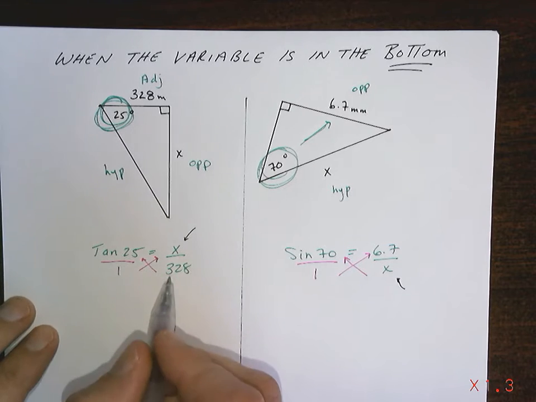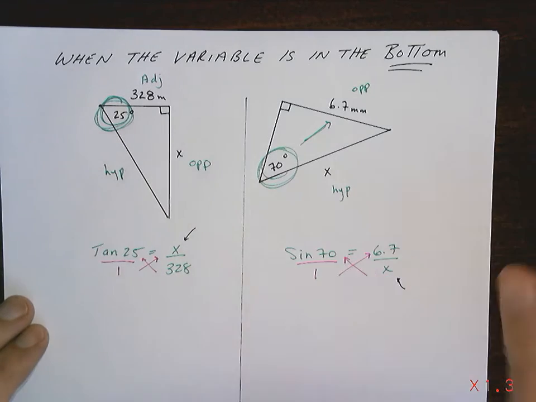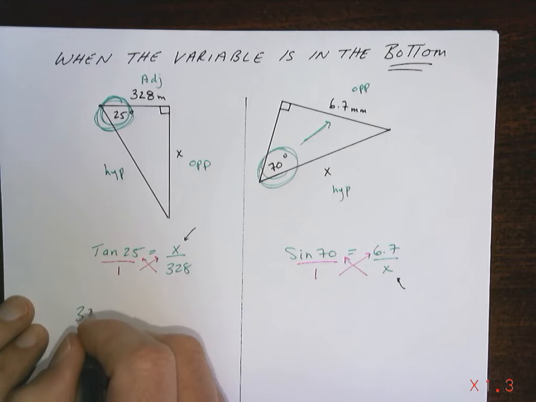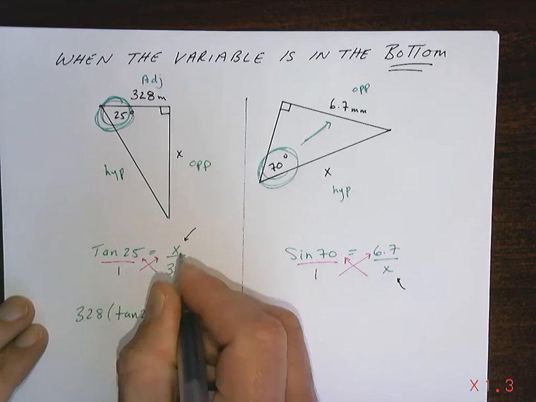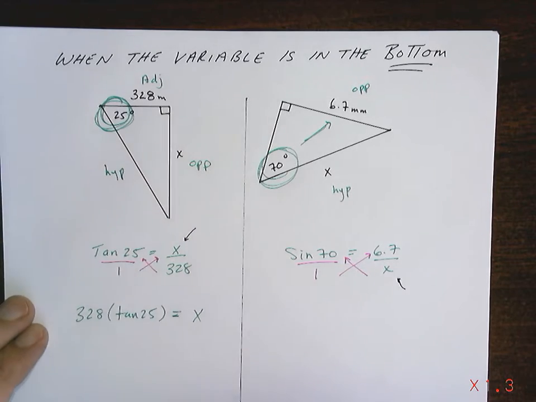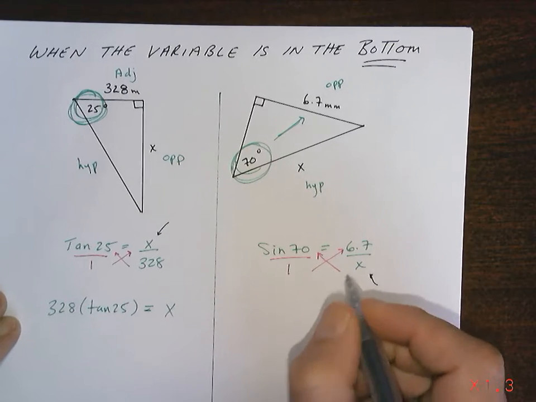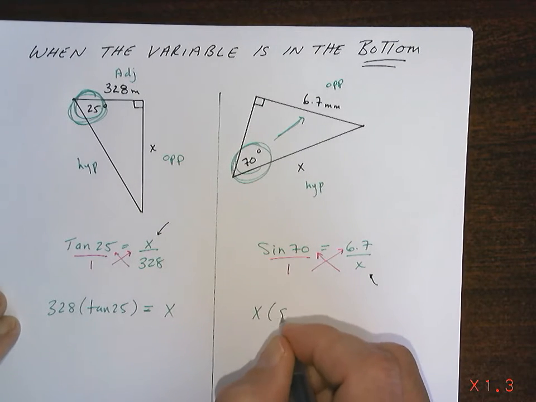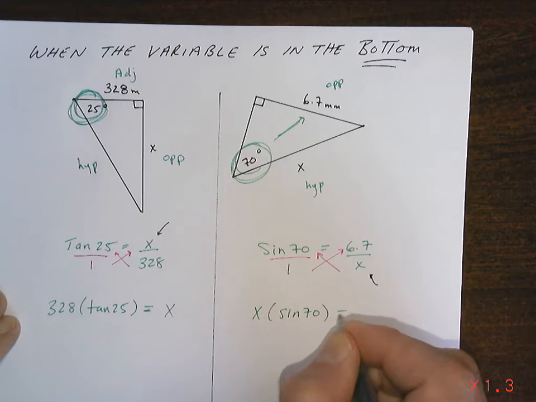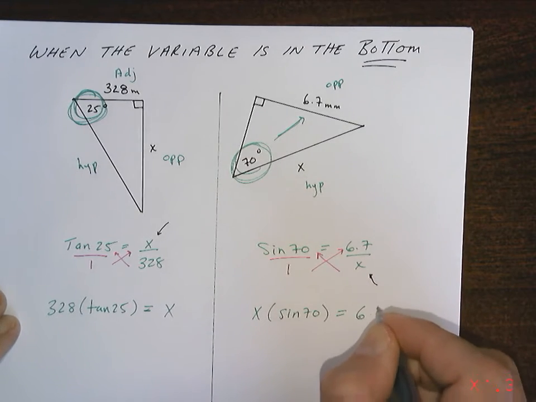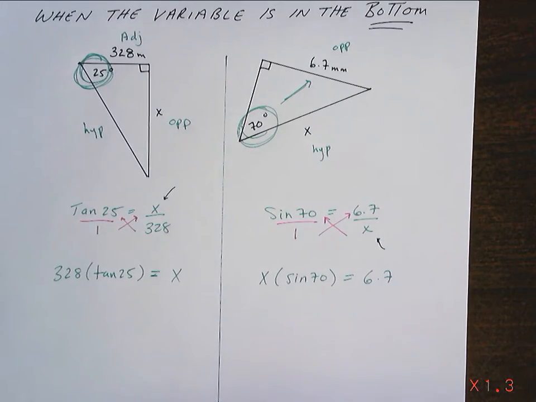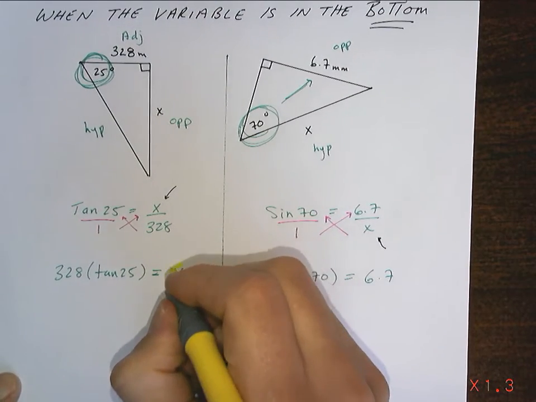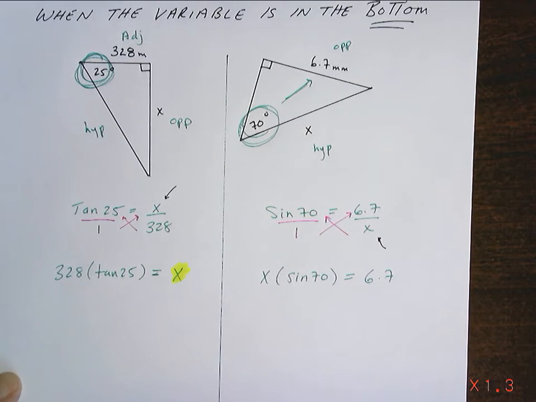So what's going to happen is the 328 gets multiplied by the tan 25. And the 1 gets multiplied by x, which is simply x. Over on this one, the x gets multiplied by the sine of 70. And the 1 gets multiplied by 6.7. Now look at these two. There's a fundamental difference between them. In this one, the x is by itself. It's isolated. We're done. We're good to go.